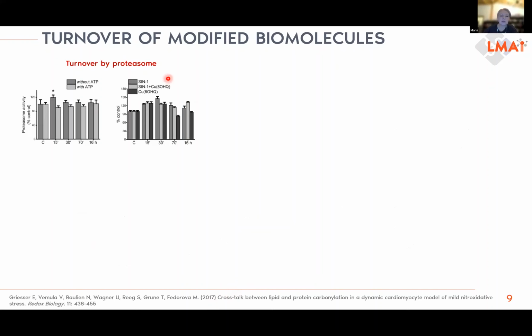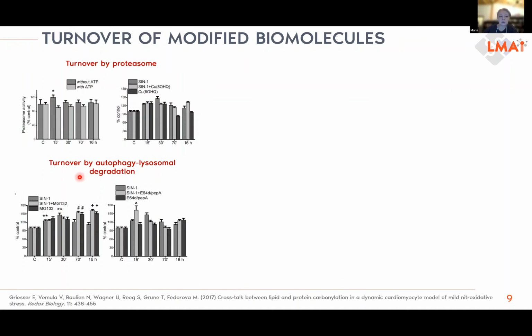And we could not see much going on here. So we see that there is a little bit of increase in the ATP-independent activity of the proteasome, so this 20S proteasome, but otherwise it's not really changing. Here we use some inhibitor of proteasomal activity, and we don't see any increase in the carbonylation. Here we see the total carbonylation in comparison to control. So it seems like it's not really influencing that.